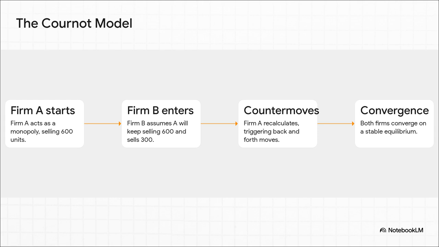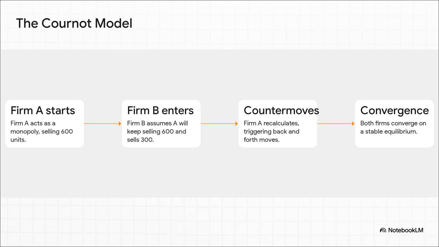The basic behavioral assumption Cournot makes is that each firm, when trying to maximize its profit, assumes the other firm will just hold its output perfectly constant. Step 1. Firm A is the only seller. They maximize their profit by selling 600 units. Step 2. Firm B enters the picture. Firm B assumes A is going to keep selling 600. So B looks at the remaining market demand and maximizes its own profit by selling 300 units.